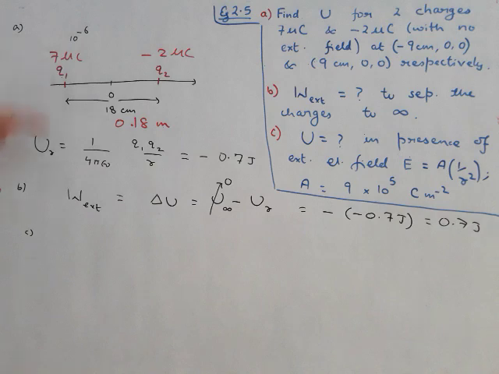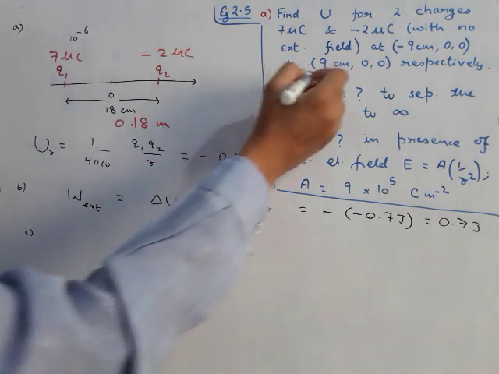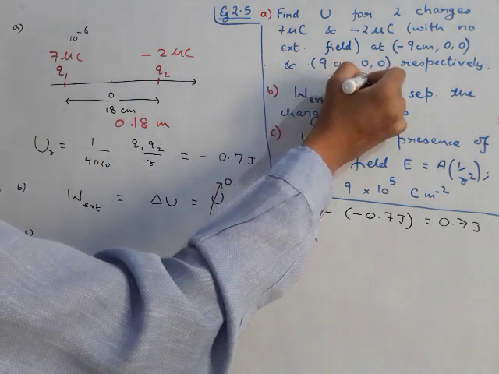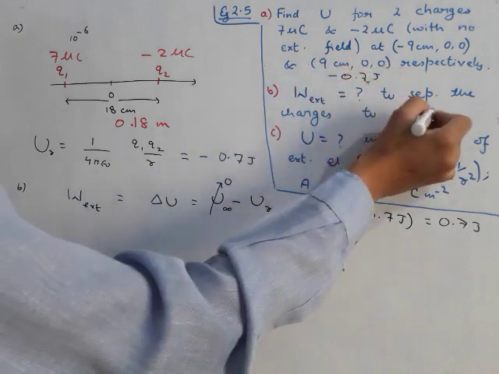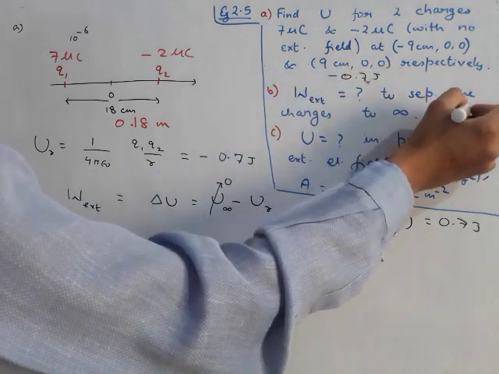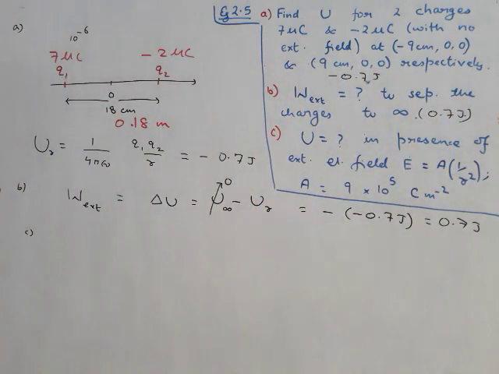Now for part C, I'll rub this part. So the first part, its answer is minus 0.7 joule, and for the second part it is 0.7 joule. The third part is important, students. See this question, what it is asked.